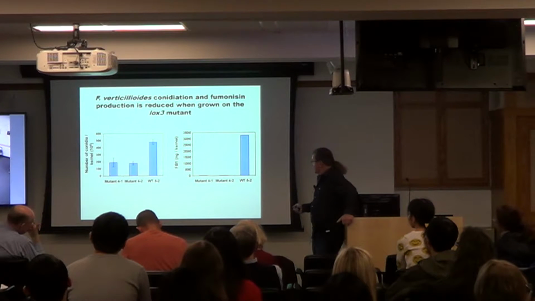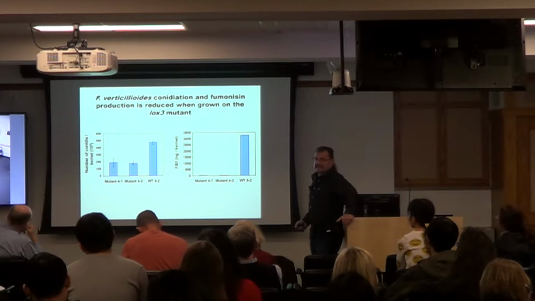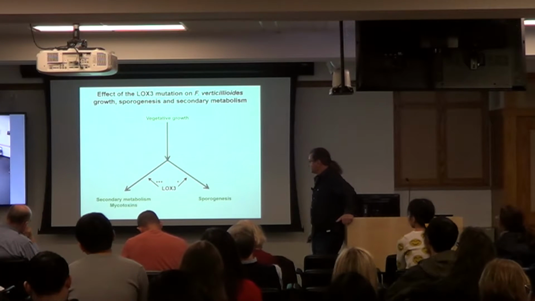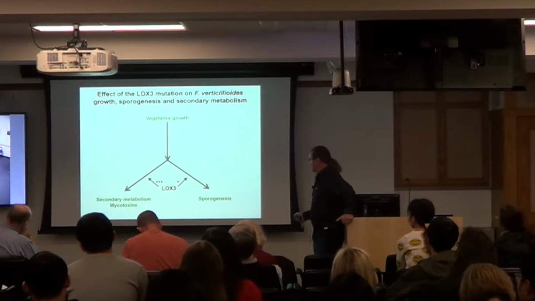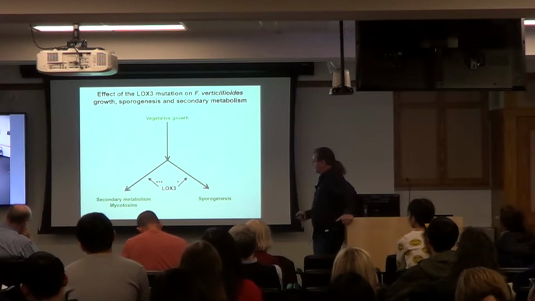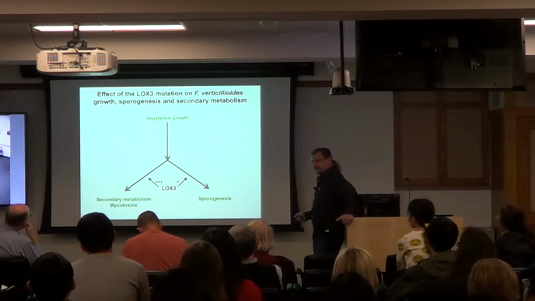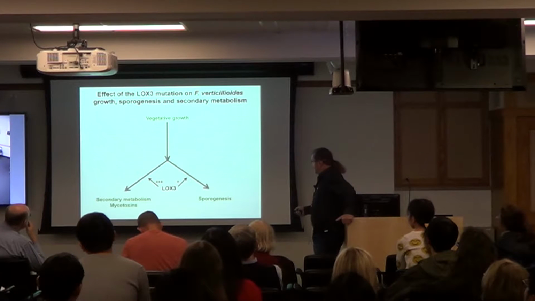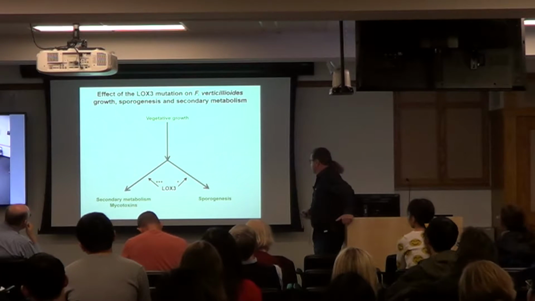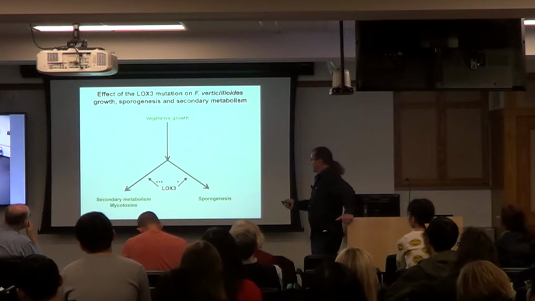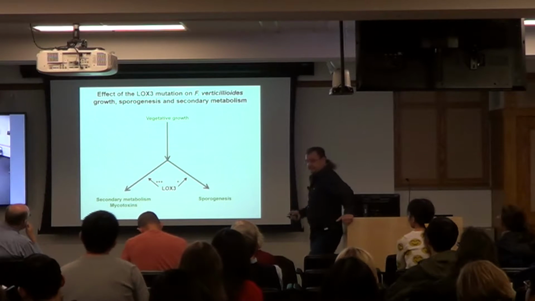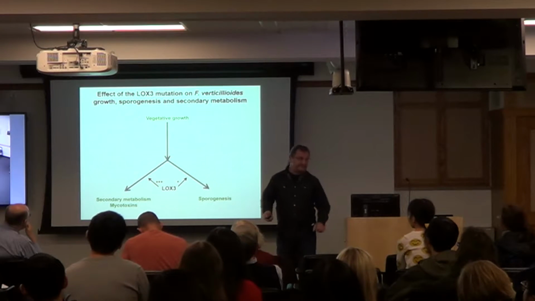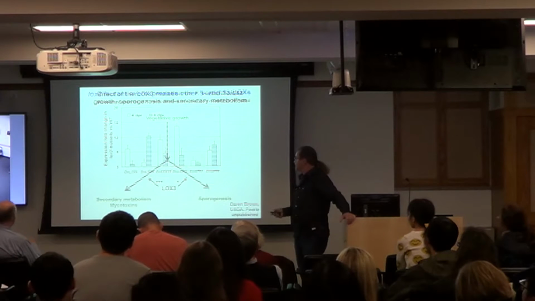Also, without LOX3 in the host, Fusarium produces a lot fewer spores. So for that reason, we place LOX3 as specifically regulating secondary metabolism and mycotoxin synthesis, positively regulating mycotoxin synthesis and sporogenesis by the fungus. It appears to have no role in vegetative growth of the fungus in the kernels.